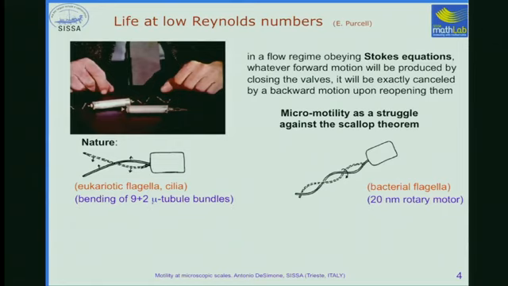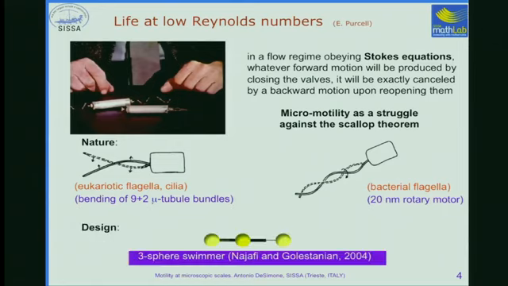Now, this is nature. Now, imagine you want to reproduce motility at the micron scale. You have the same problem, but now at the engineering level. So you have a constraint on the complexity of the mechanisms that you can exploit, because you have to manufacture it at 1 micron, so you cannot do very crazy things. And on the other hand, it should be complex enough to beat the scallop theorem. And so this is an example of a system that works, in quotes.